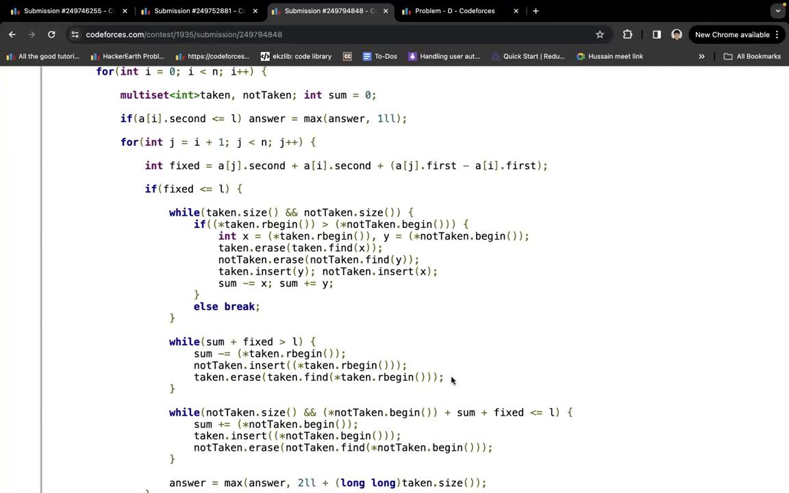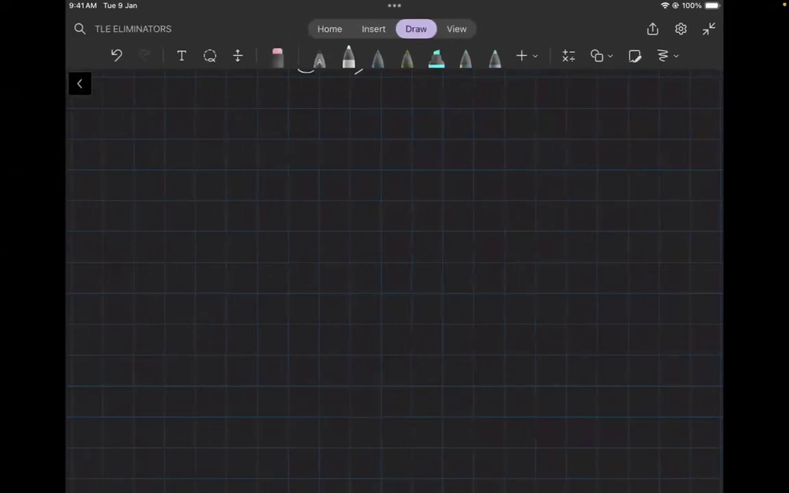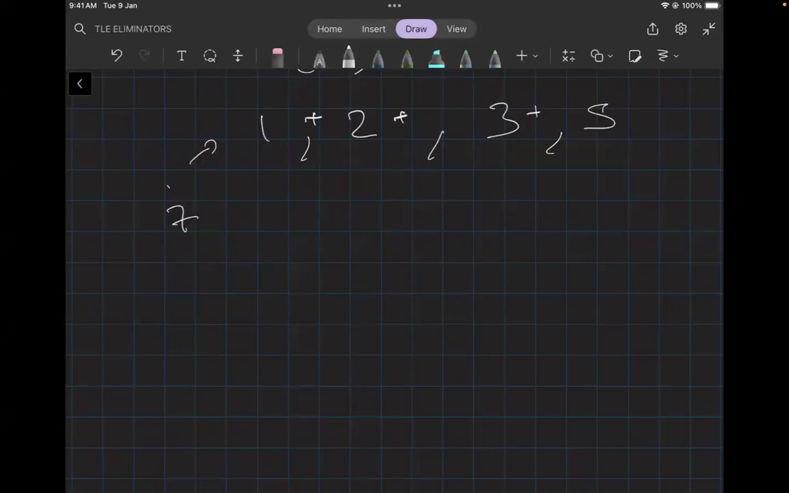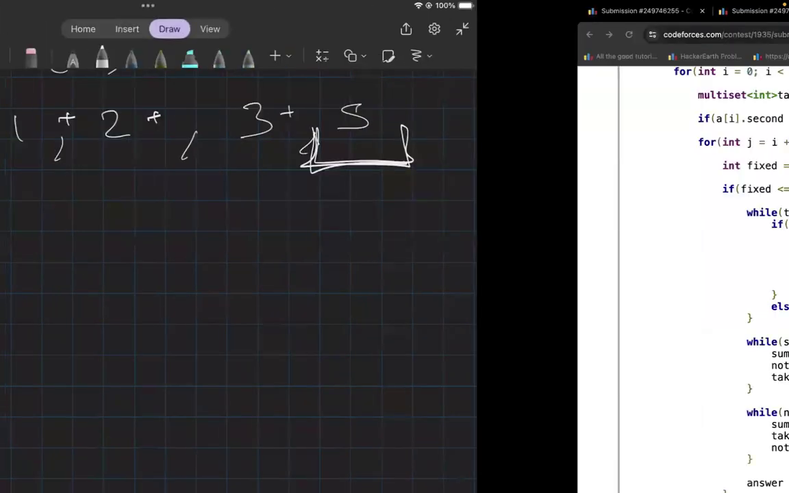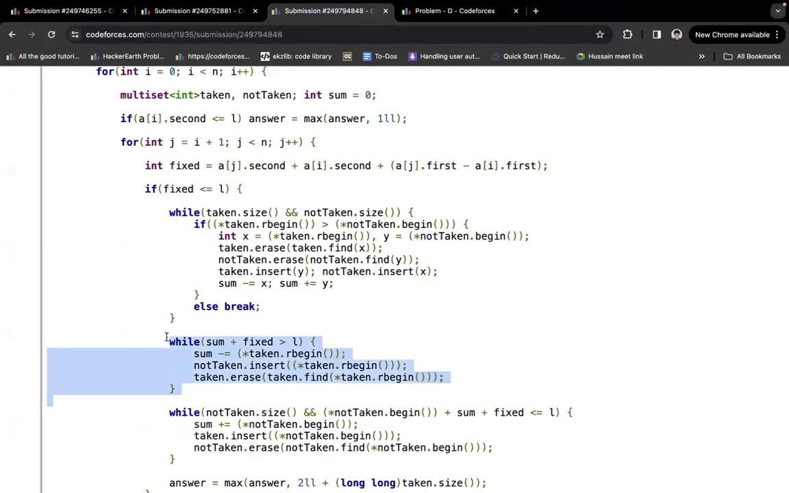Basically, what I'm trying to say is, let's say my taken multiset is 1, 2, 3, and 5, right? And my limit is 6 or 7. So what element would I remove such that this value reduces by the most? Let's say the values are 1 plus 2 plus 3 plus 5. I would want to remove the largest element, right? So that is what I do using this while loop.